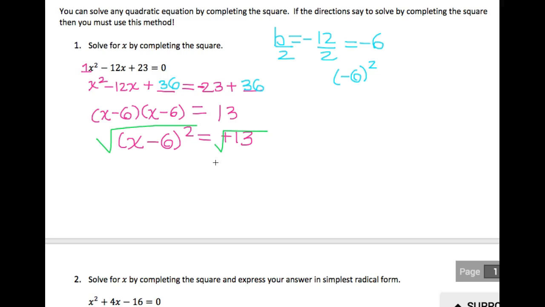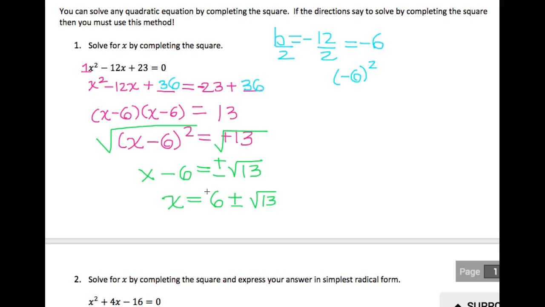When I square root both sides, I need to write a plus minus outside of here because I put the square root into the problem. The next thing I'm going to do is scooch my 6 over by adding it to the other side. We have now officially solved for x.